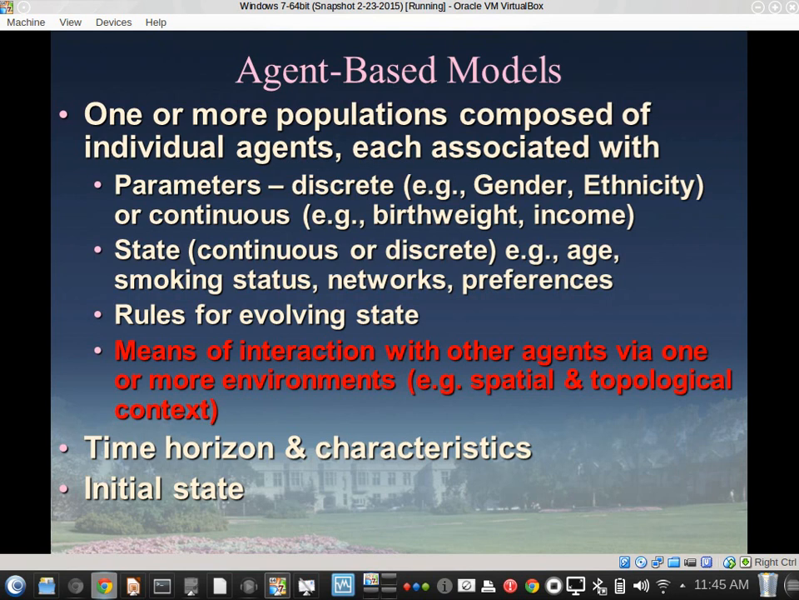Each of those agents, though, will typically have parameters, some state, rules for evolving the state, means of interacting with others, and a time horizon, and the model as a whole will have a time horizon and an initial state. So a little bit about ABM. Any questions about that before I finish up with the final type of modeling? And for that, I'm going to be opening that model I put on the site just before beginning. Questions on ABMs? I know it's an awful lot.